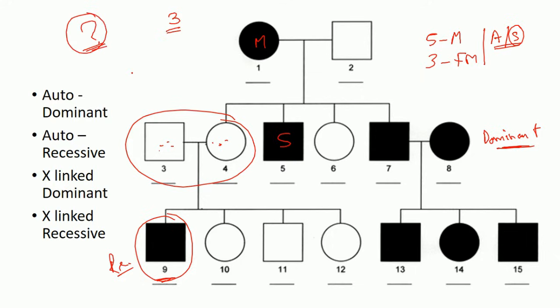How to solve them? Now let's take some more rules into play. See here, the disease is transferred from father to son. Father is affected, sons are also affected. And I told you earlier, it's a golden rule that if an X-linked recessive disease is there, it should never transfer from father to son. So it is definitely not X-linked recessive.